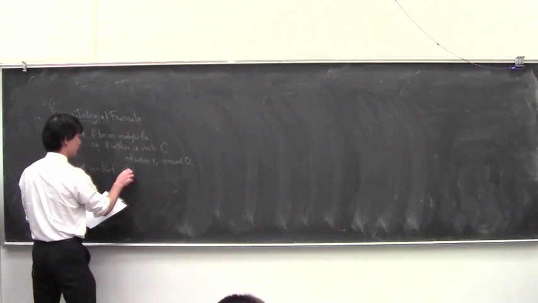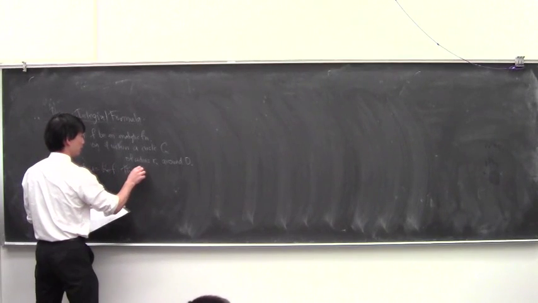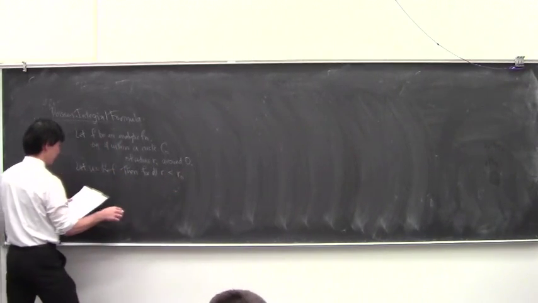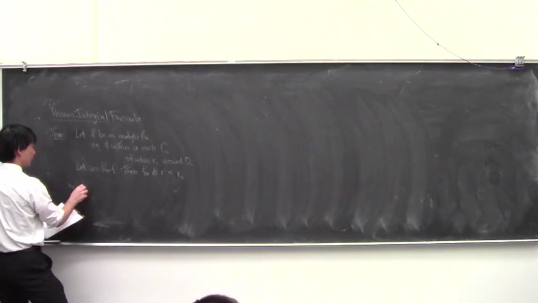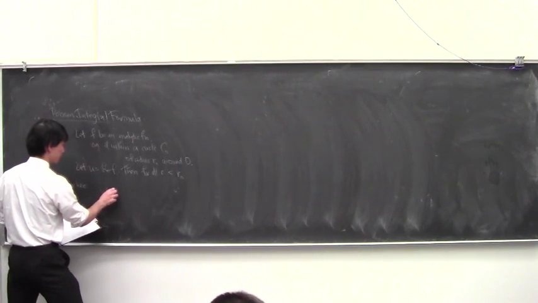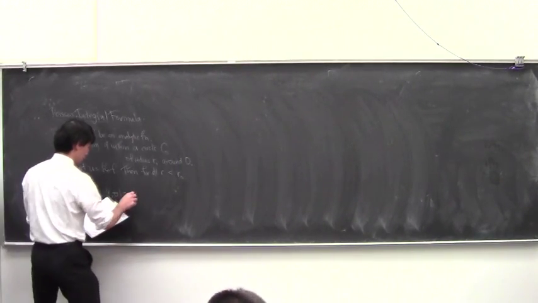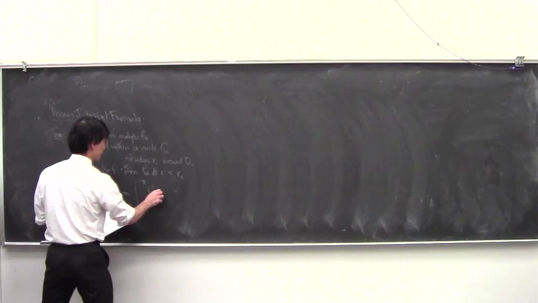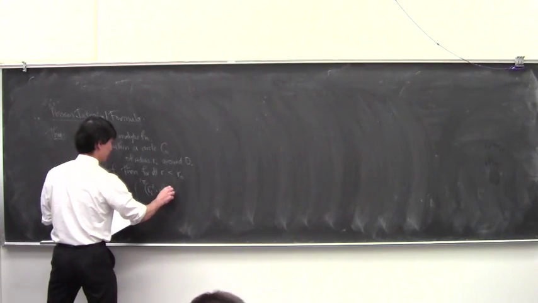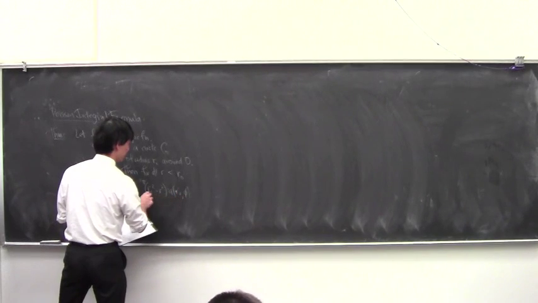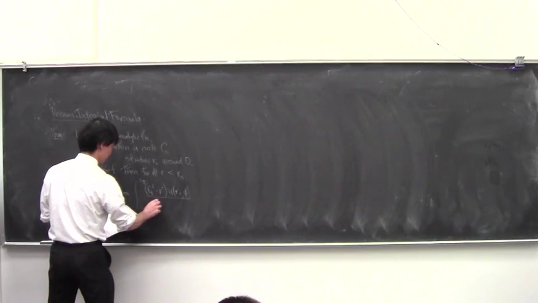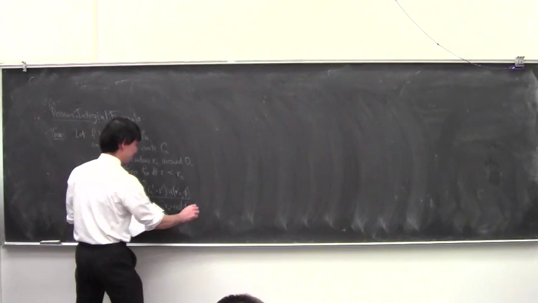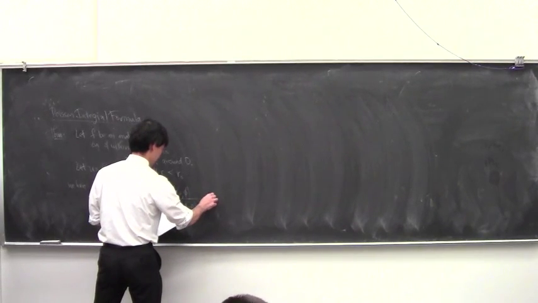Then for all R less than R naught, we have an expression: U of R theta is the integral of R naught squared minus R squared times U of R naught phi over R naught squared minus 2 R naught R cosine of phi minus theta plus R squared, d phi.